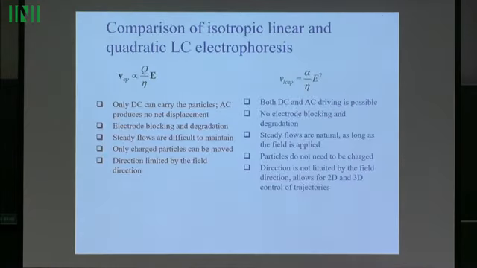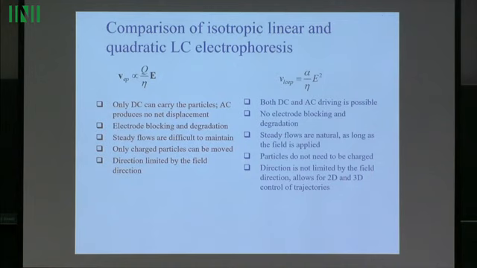So the next slide just shows you a side-by-side comparison of normal classic electrophoresis in isotropic fluids and what the liquid crystal brings. In the linear case, only a direct current field can move the particle. If you change it to the AC field, then the particle will just oscillate back and forth. There will be no average displacement.